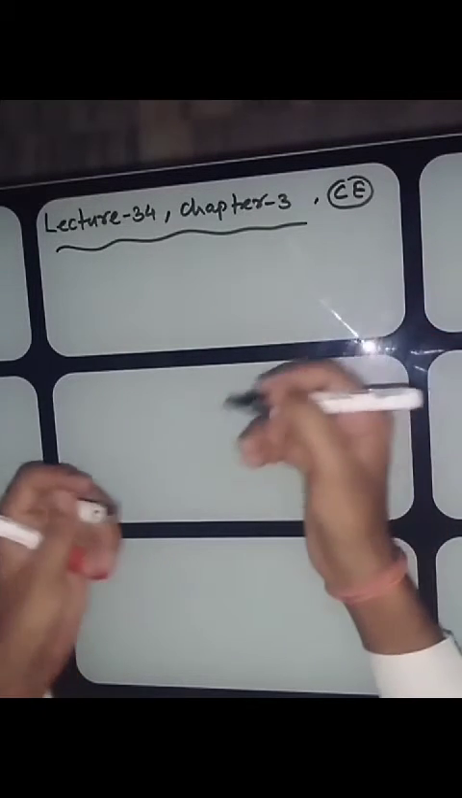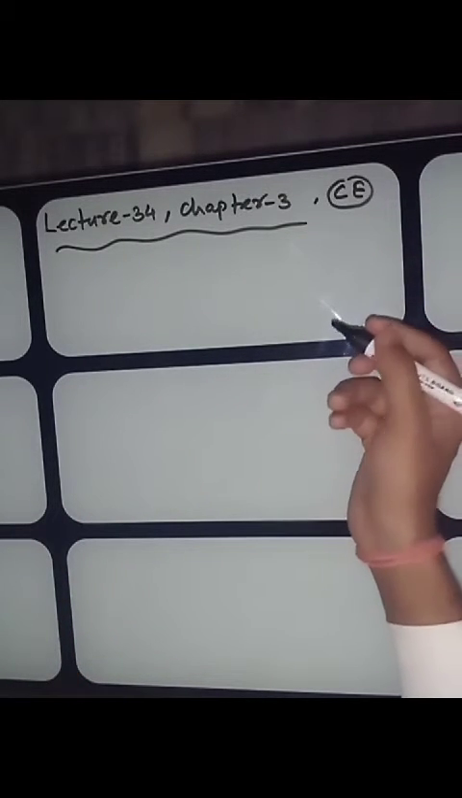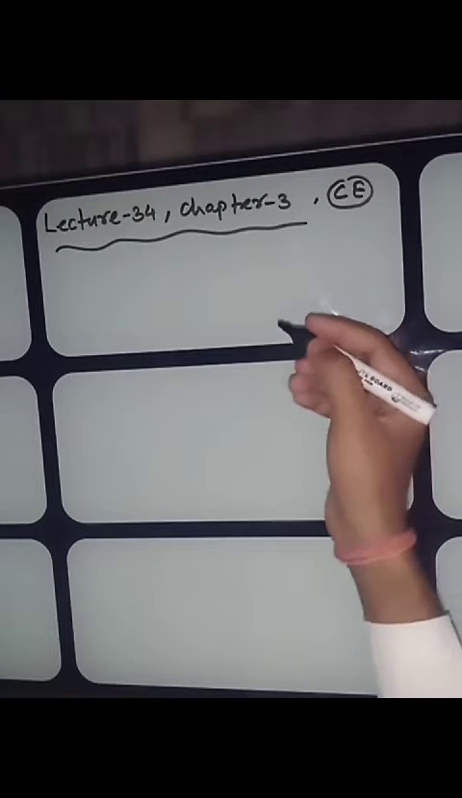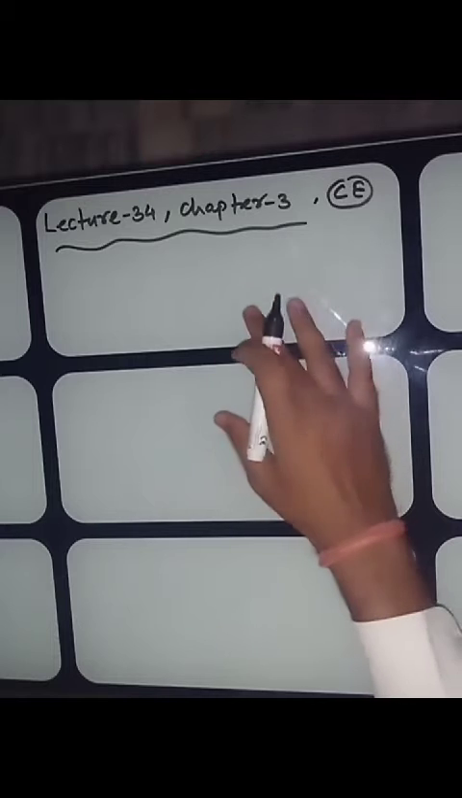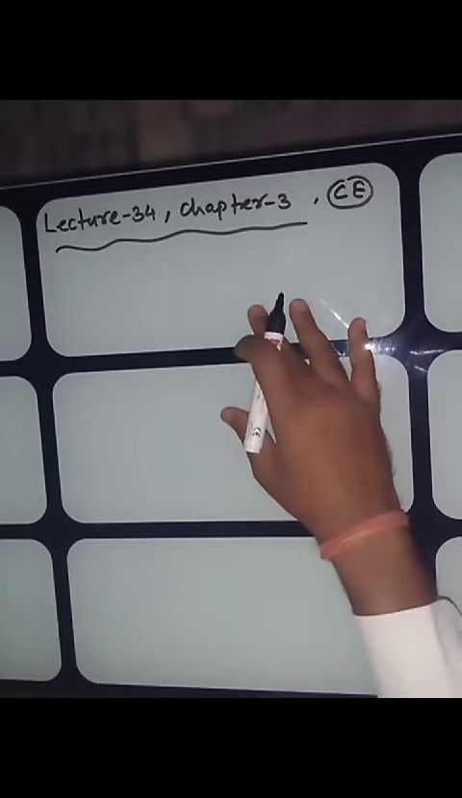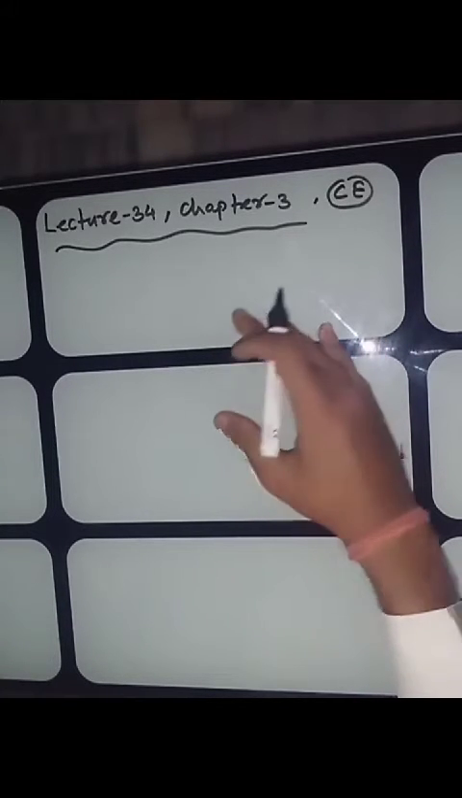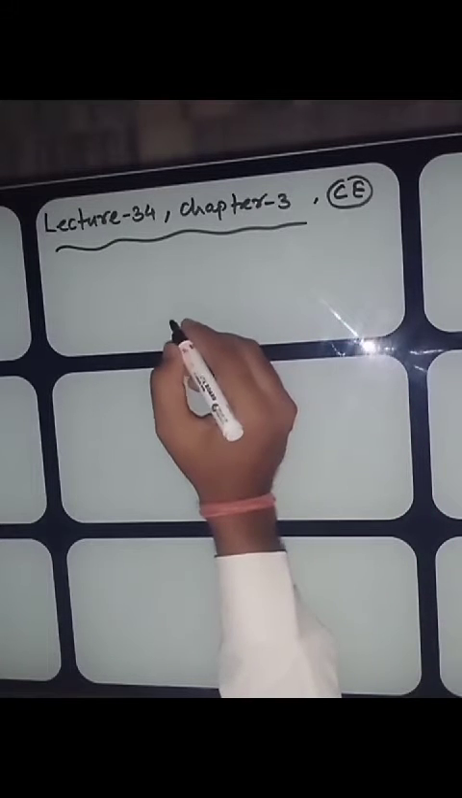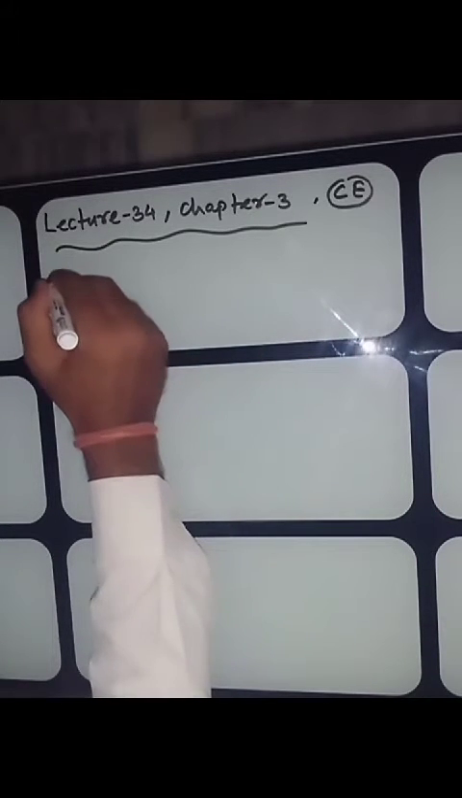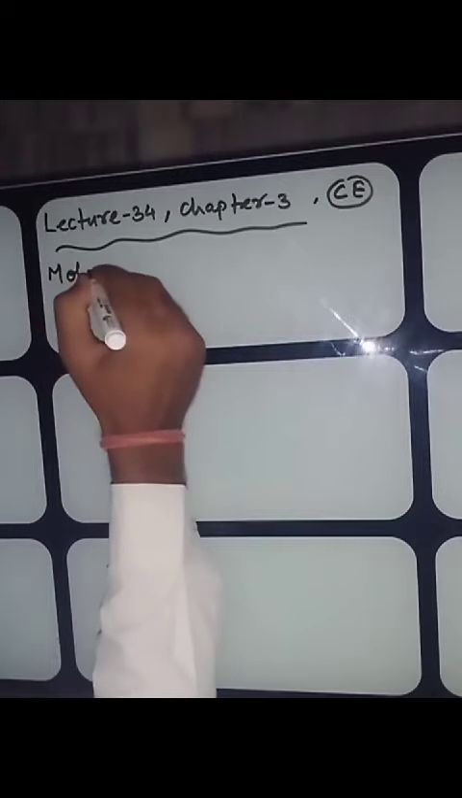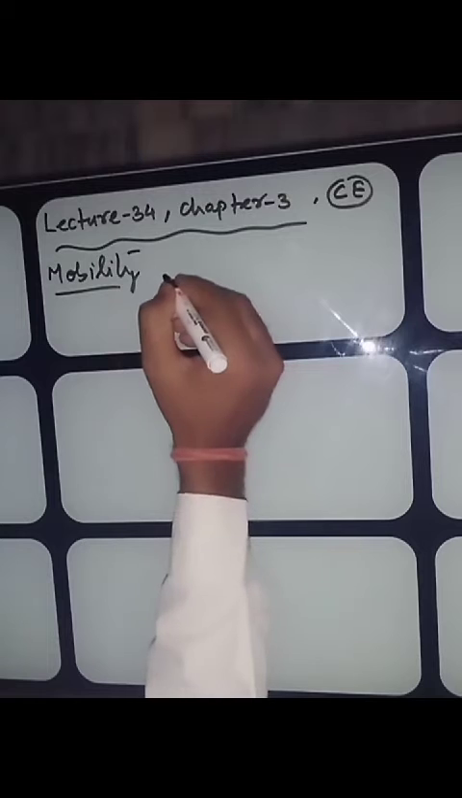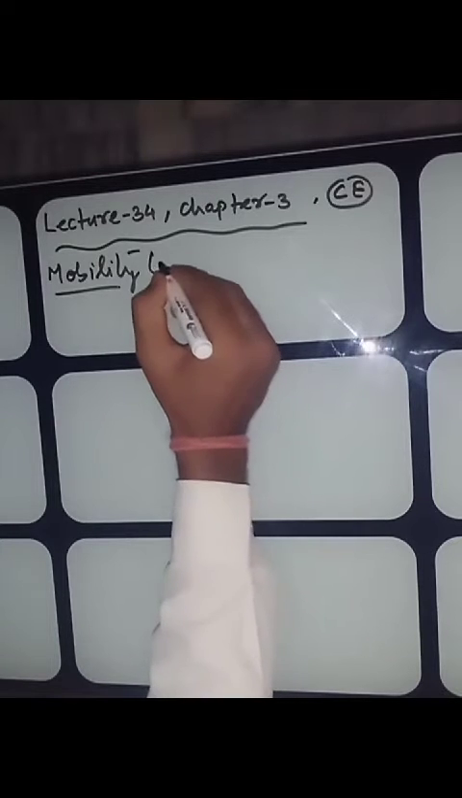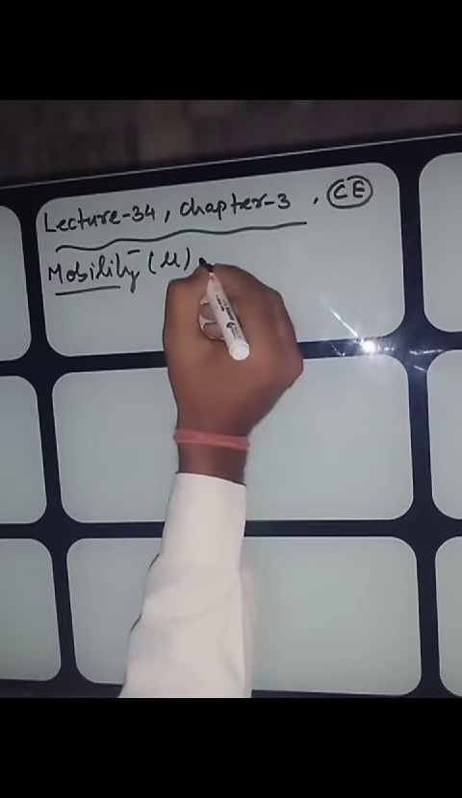My dear students, we have completed in the last lecture the atomic form of Ohm's law. Today we'll proceed with Ohm's law also. But before starting Ohm's law, we should discuss mobility. The first topic we are going to discuss here is mobility, and mobility is represented by the symbol mu.